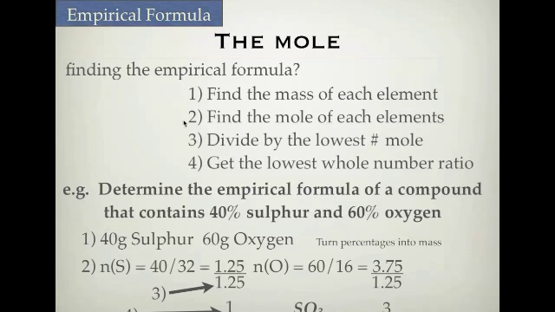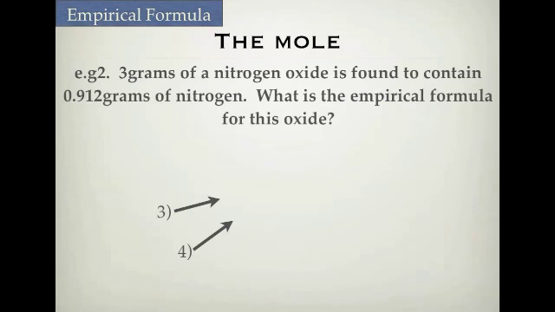Simple process. 1. Find the mass of each element. 2. Find the moles of each element. 3. Divide through by the lowest number of mole. And then 4. Get the lowest whole number ratio. Done, pretty simple. Here's the next example. 3 grams of a nitrogen oxide is found to contain 0.912 grams of nitrogen. What is the empirical formula for this oxide?